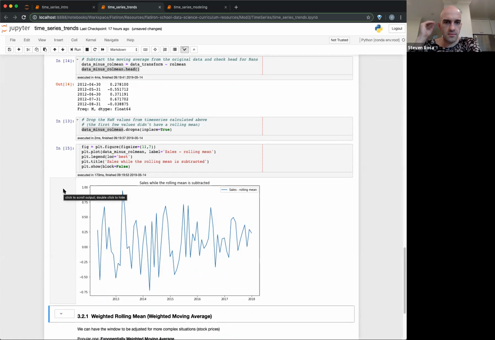So I see you made it stationary, but what does this reveal to you now about the sales that you couldn't see before? Good, yeah.